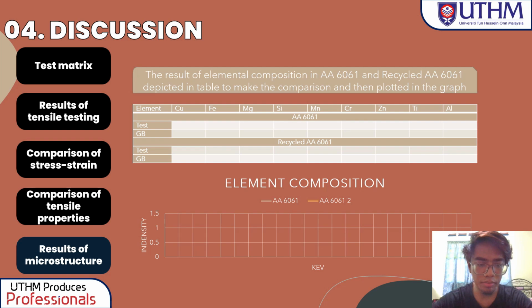The last part is the result of the microstructure. The result of the elements of the composite AA6061 and recycled AA6061 is displayed in a table to make the comparison, then plotted. The elements of both materials are copper, ferrum, magnesium, silicon, cadmium, zinc, titanium, and aluminium. And it is tested and the percentage is given. After that we make the table. We make the graph to compare both materials in terms of the density and keV.